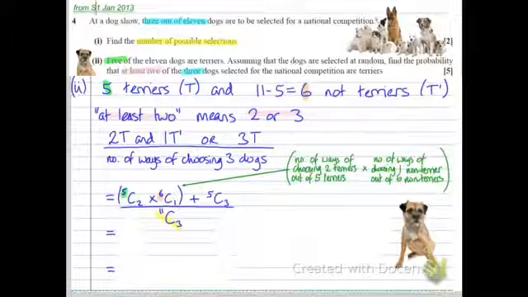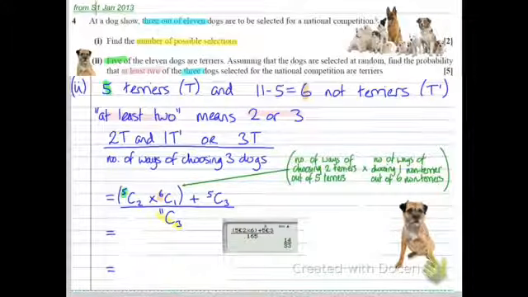The 'and' there means that when we see the 'and', we're going to use a multiply in the formula. But then we have 'or', and the 'or' is where we're going to add up our probabilities. Now the other option was 3 terriers. So there were 5 terriers, so 5C3 is the number of ways of choosing 3 terriers out of 5 terriers.